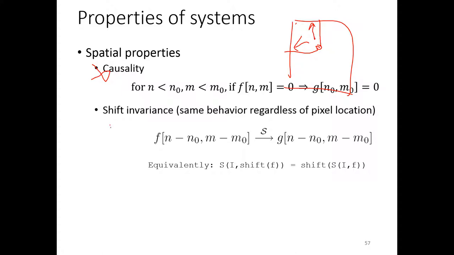Shift invariance may be more interesting, like you also see in DSP. It's just saying that the behavior is the same everywhere you apply the filter. More precisely, if the image is shifted a little bit and I apply the filter to that shifted image, the result should be the same as the output of the original image, but then shifted. Equivalently, the shift operation and the filter operation are interchangeable. You can first do the shift, or you can first do the filter, and you get the same outcome.